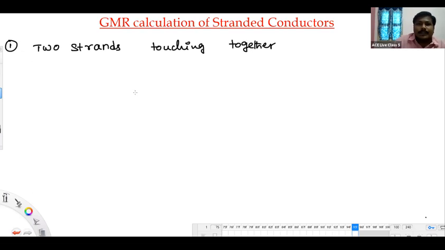Okay, so I'll show this as strand one. Strand two, I will show it the same. So each strand has a smaller radius r. You call them A1, A2. This calculation will be similar to the bundle. Don't confuse, kindly don't confuse.